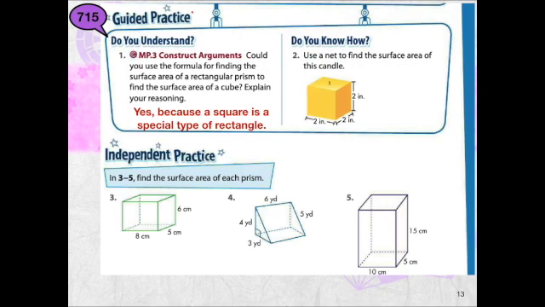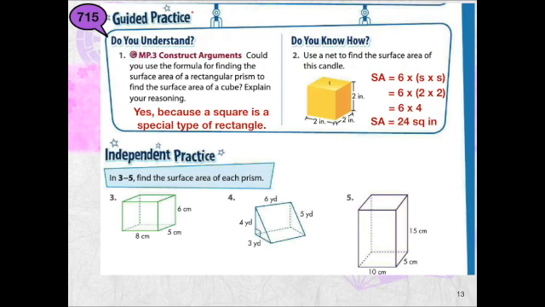Question 2. Use a net to find the surface area of this candle. So here, this candle has the shape of a cube. So we know that a cube has a formula for its surface area of 6 times the side. So 6 times the area of one face, which is 2 times 2. So that is equal to 6 times 4. So the surface area is 24 square inches.